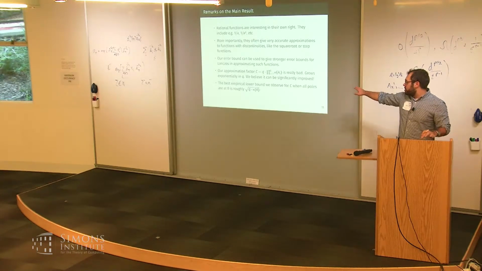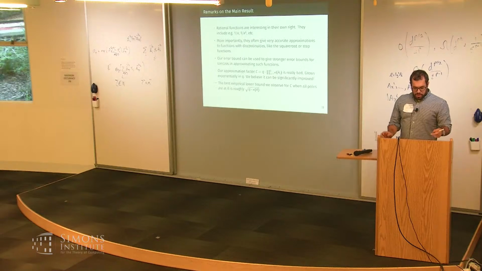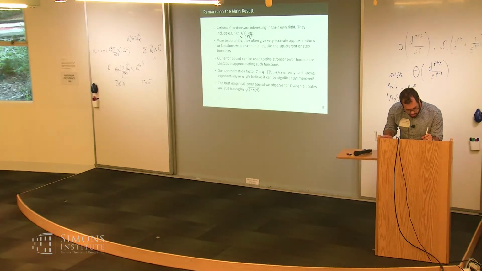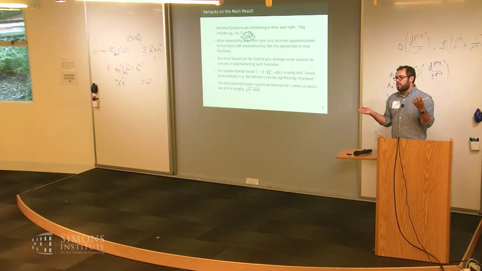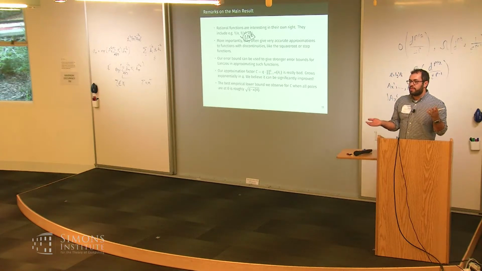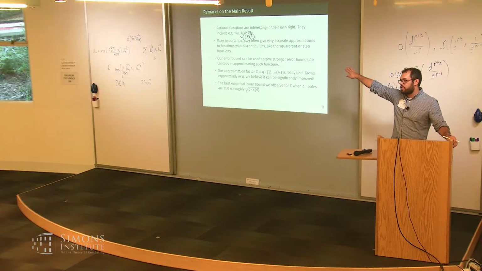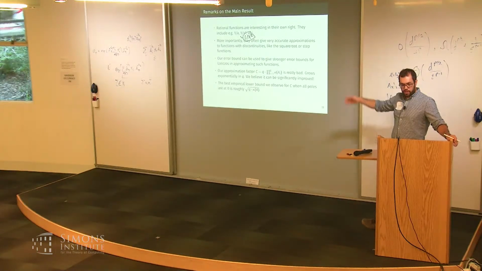It will be slightly worse than the naive proof. But it also includes things like 1 over x squared. This was the first function we looked at. We know that Lanczos is optimal for 1 over x. Is it optimal for 1 over x squared? It's really not that big of an extension. So it includes those types of really simple functions. So this is one motivation for looking at rational functions.